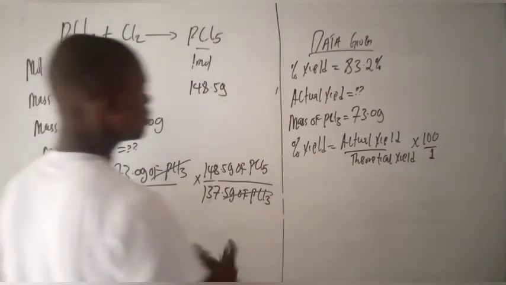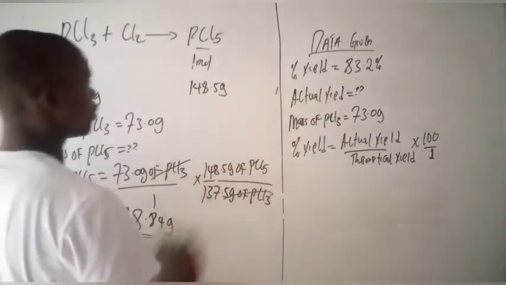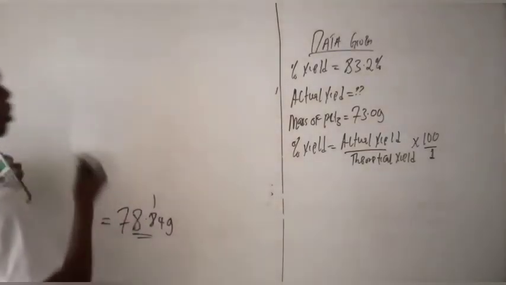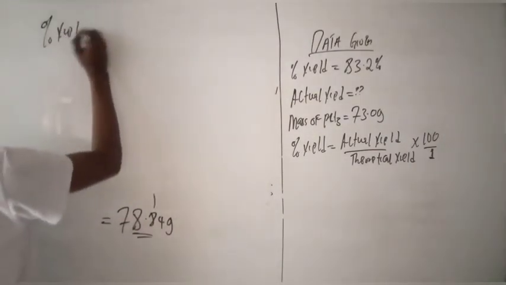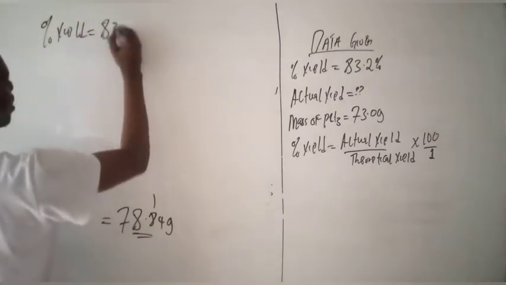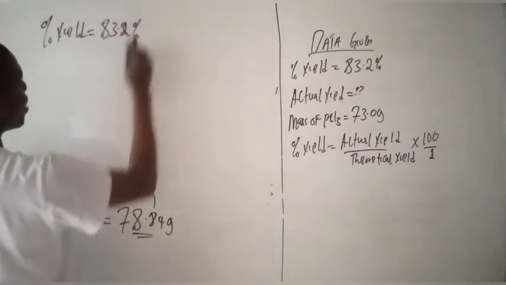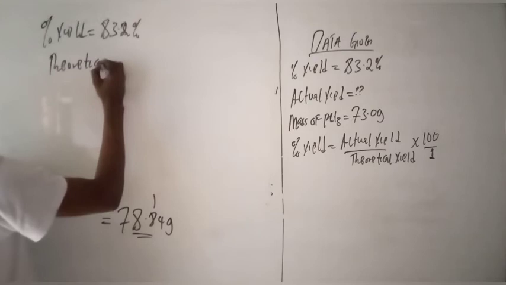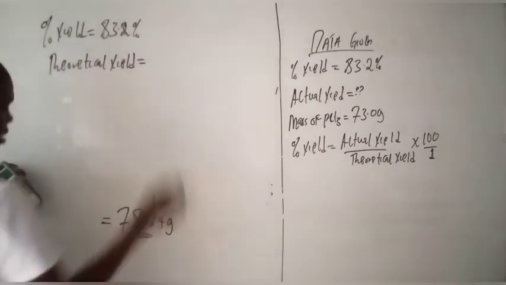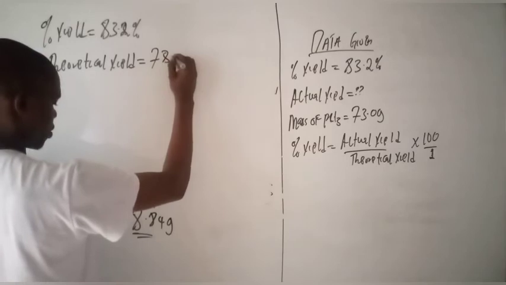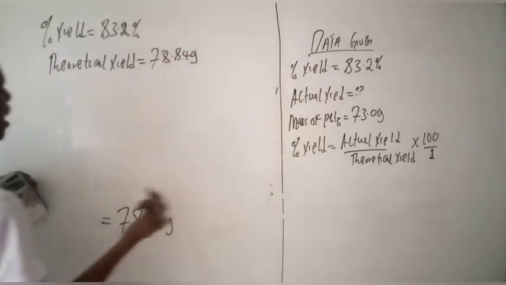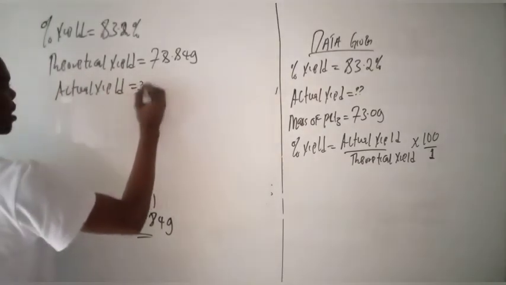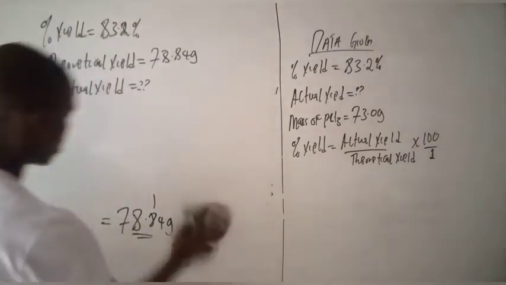Now let me write it up because it's easy to solve here. My actual yield, my percentage yield now, is 83.2%. My theoretical yield that I've already calculated is going to be 78.84 gram. So what I'm actually calculating is the actual yield, which is what I want to calculate now.